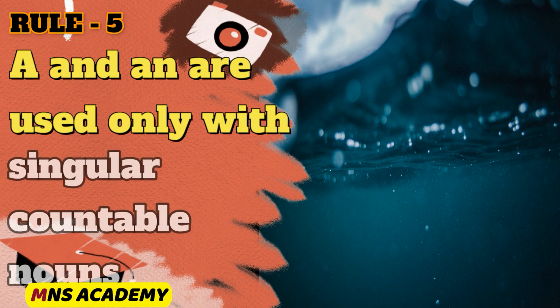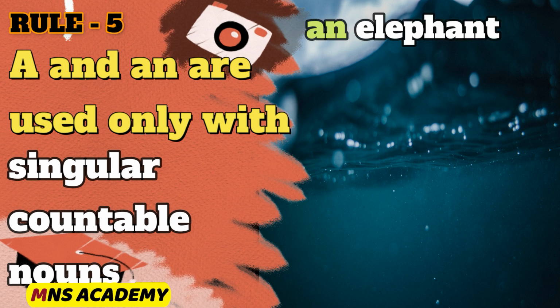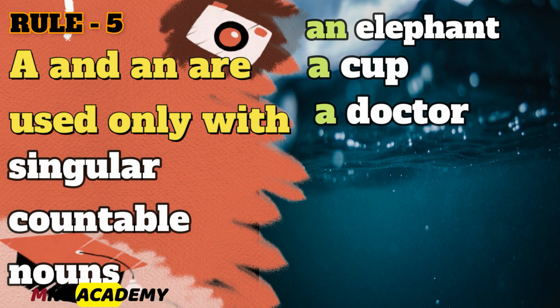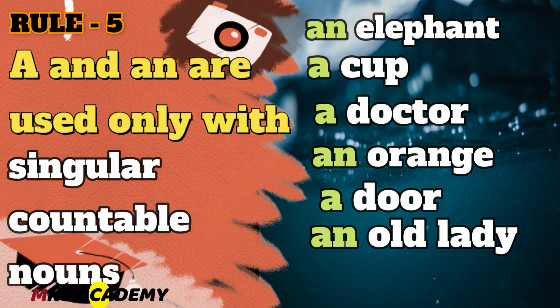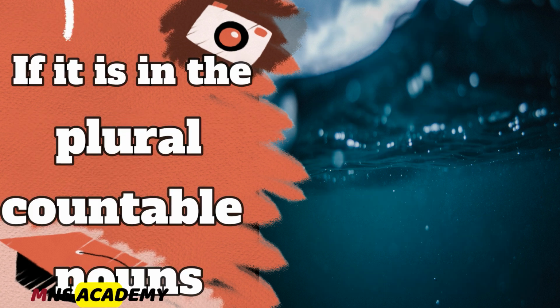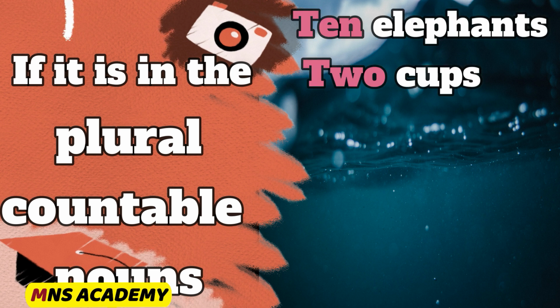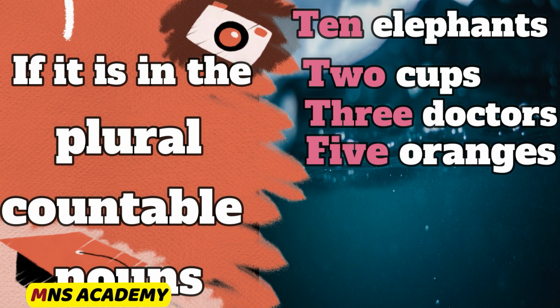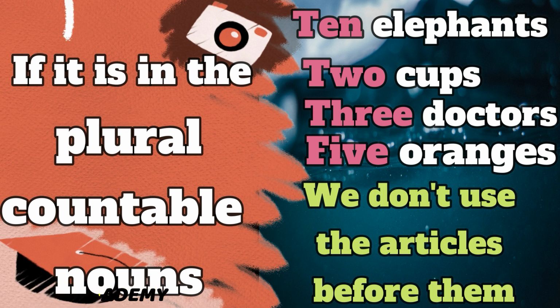Let's move on to another rule. Use "a" and "an" only with singular countable nouns. Let's see some examples. An elephant, a cup, a doctor, an orange, a door, an old lady, a university. These are all examples of singular countable nouns. We put the article "a" or "an" before them. If it is plural countable nouns, for example, 10 elephants, 2 cups, 3 doctors, 5 oranges, etc., we don't use the articles before them.